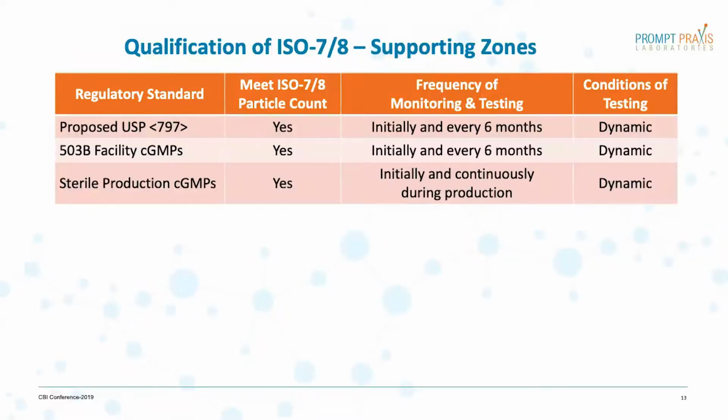And finally, you still have to meet the ISO 7 or 8 particle count requirements for those regions to maintain it as a 7 or 8 ISO condition, initially and every 6 months for USP, initially and every 6 months for 503Bs, and initially and continuously during production for sterile fill. Relatively the same, except sterile fills require it during production.